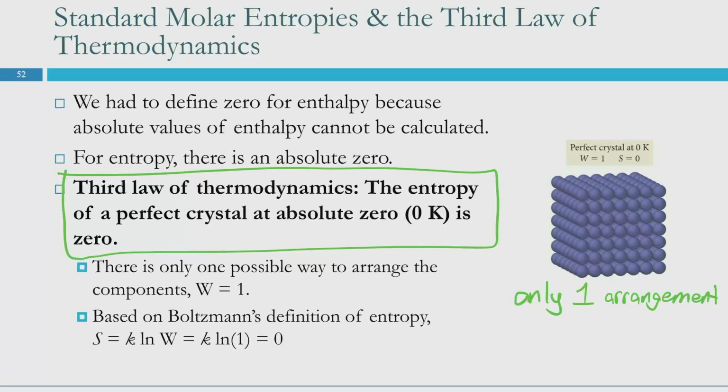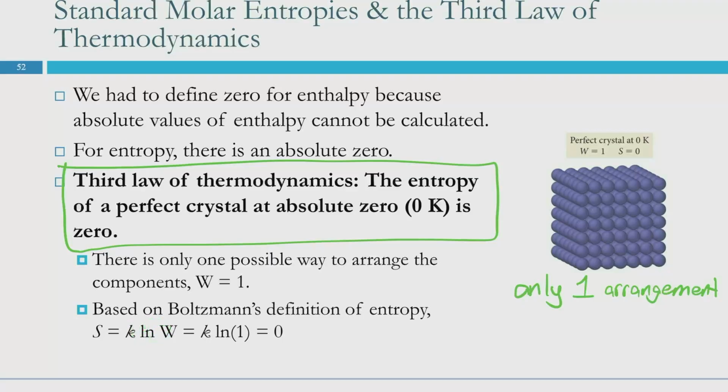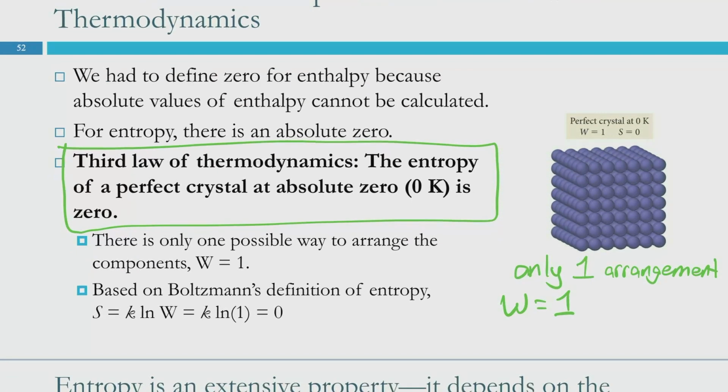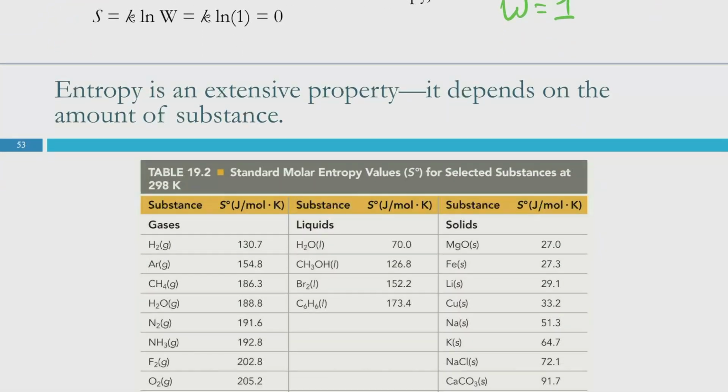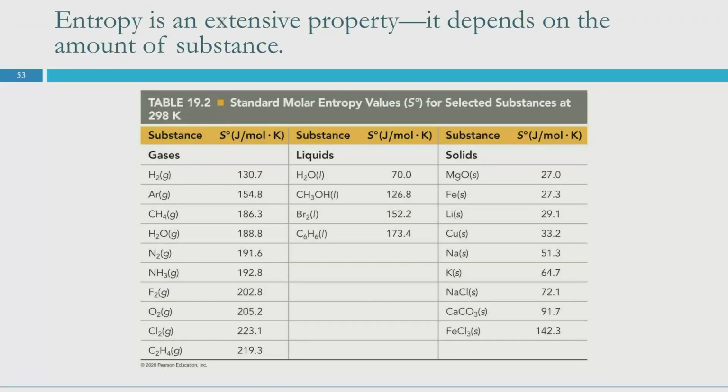So going back to Boltzmann's definition of entropy, S equals the Boltzmann constant times the natural log of W. Our number of energetically equivalent ways to arrange this is 1. They all have 0 energy, or as close to 0 energy as they can, and we can't even switch them around or anything. So we have a solid reference point for our standard entropy. Here's a look at our standard molar entropies.